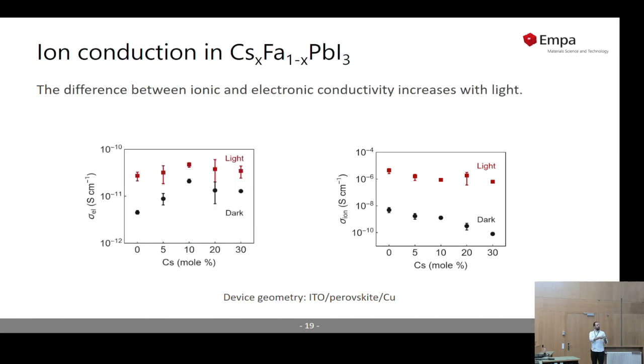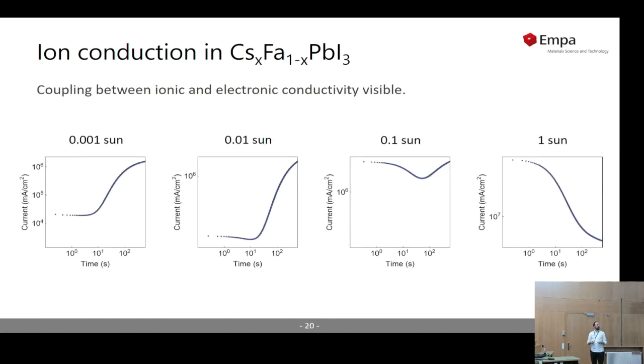With the transients, we can now also look at the electronic conductivity. And here we see the dark and the light. There's also an increase in conductivity, but this increase seems to be much smaller compared to the increase in ionic conductivity. So if we compare the case in the dark, the conductivities are much closer together than in the case of the light. And this is how this looks then in the transients.